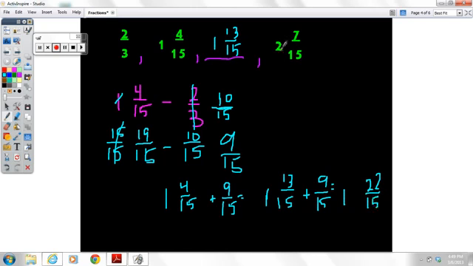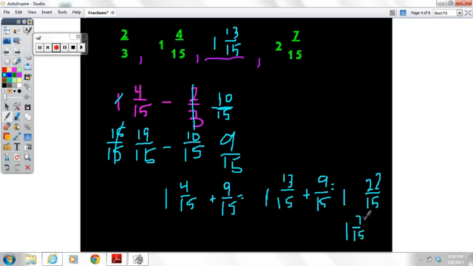Well, 1 22/15 doesn't look like 2 7/15. But is it? 22/15 is an improper fraction. We would need to rename our improper fraction as a mixed number. Well, I know 15/15 equals 1 whole. How many more 15ths would I have left over? I would have 7/15 left over.